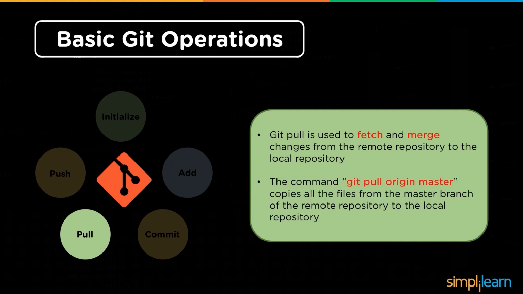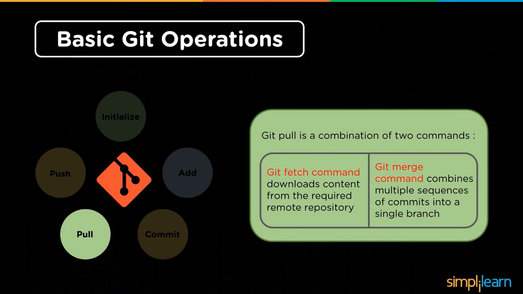Then you can have an example, like we can run the command git pull origin master. It copies all the files from the remote repository to your local repository. So it will sync up the master branch of the remote repository into the local repository master branch. It is a combination of two commands. One is git fetch, which first of all downloads all the content, and then git merge, which combines all the sequence of commits into the specific branch.